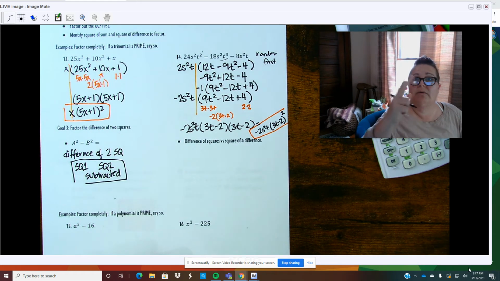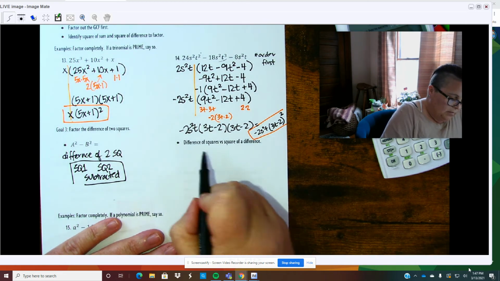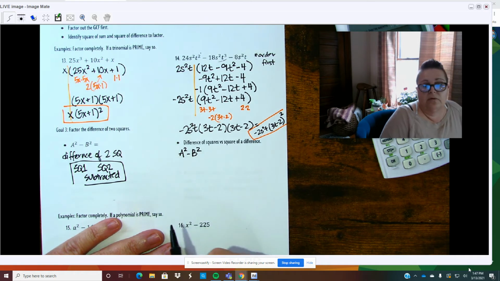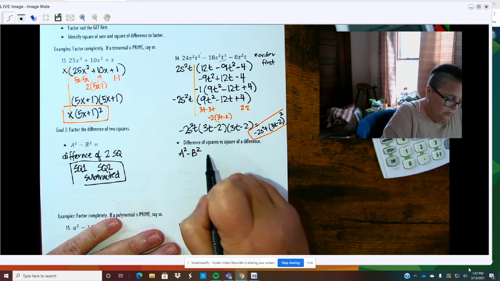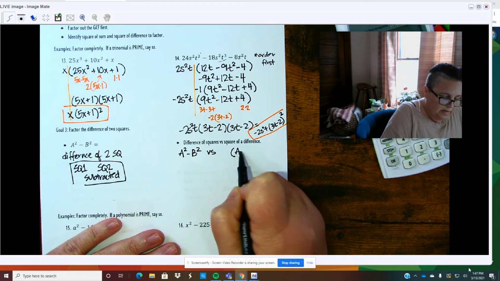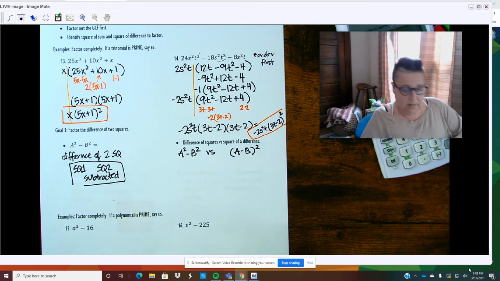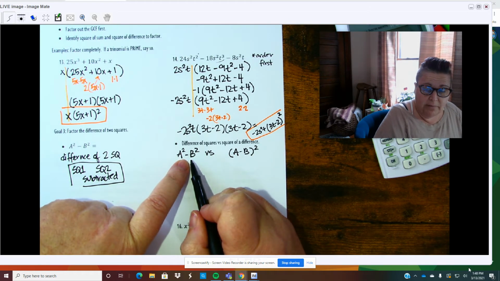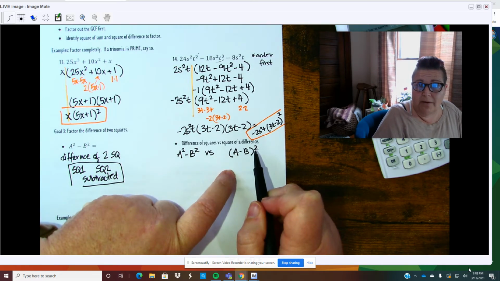Okay, so we got square number 1, we got square number 2, and we are subtracting them. This is different than the square of a difference. So the difference of 2 squares is a squared minus b squared. Right? So we've got 1 squared, 2 squared, difference is subtraction, versus the square of a difference, which is a minus b squared. These are 2 different things. So in the first one, we have 2 squares and we're subtracting them. And in the second one, we have a subtraction problem, which we're then squaring the answer to.